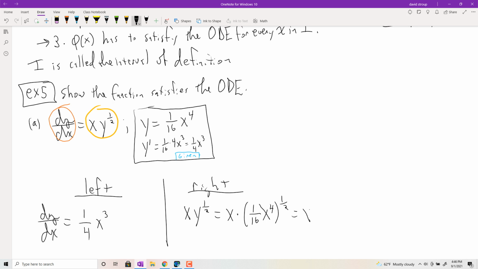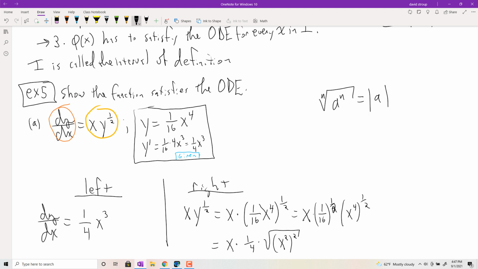Little bit of algebra here. So x times 1/16 to the 1/2. It's basically just the square root of 1/16. Whoops, 1/16 to the 1/2 times x to the 4th to the 1/2. Right? So I have x times 1/4 times the square root of x to the 4th. So you can figure that out just by rewriting x to the 4th as x squared, squared. And then recall that if you have the nth root of something raised to the nth power, and that nth power is even, that's equal to the absolute value of whatever is being raised to the nth power.